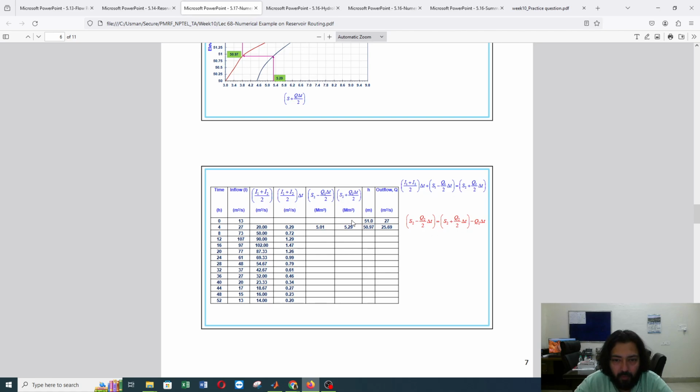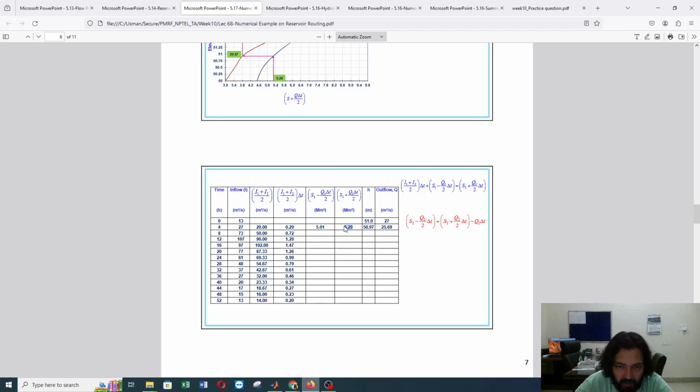Now we want to calculate the value of S2 plus Q2 delta T by 2. So that we can calculate by using this equation. Since we know the value of inflow, we know the value of outflow, we want to calculate the value of S2 plus Q2 delta T by 2. How we can do that is by simply adding these two terms, that is 5.01 plus 0.29, it gives us the value of 5.29.